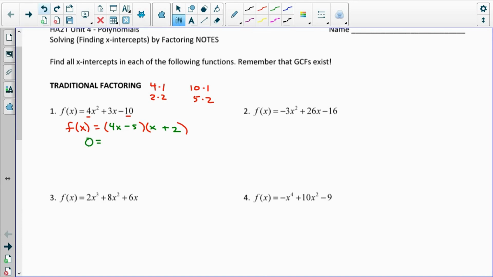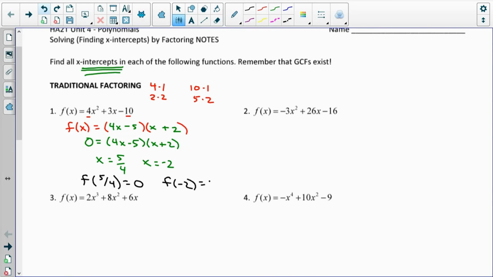Then since I'm finding intercepts, I want to set the function equal to 0. So 4x minus 5 times x plus 2 equals 0, which means that my x-intercepts are at x equals 5/4 and x equals -2. Briefly, let's talk about what that means. That means that if I have f of 5/4, I know that that would equal 0. And if I have f of -2, that would equal 0. So essentially what's happening is if I substitute 5/4 into the equation, I'm going to end up with 0. That's something that's important to keep in mind as we move along also.